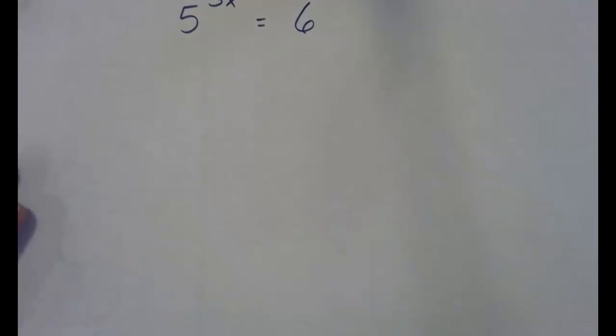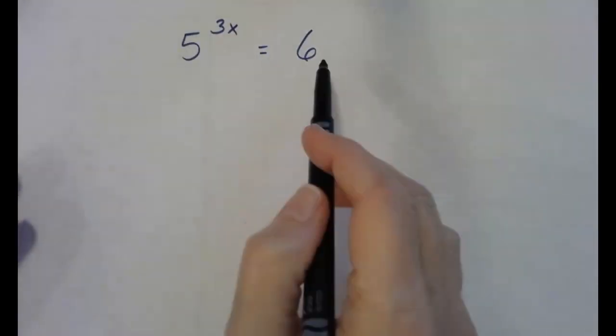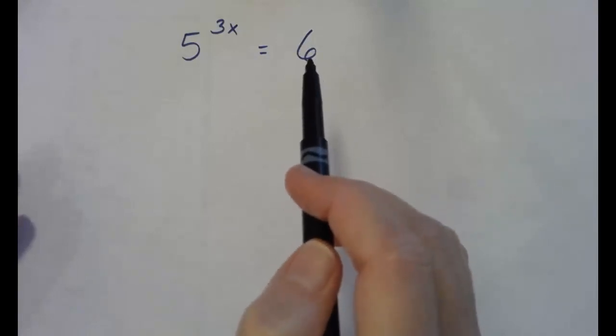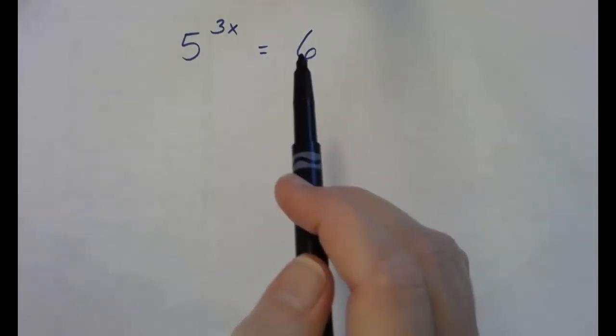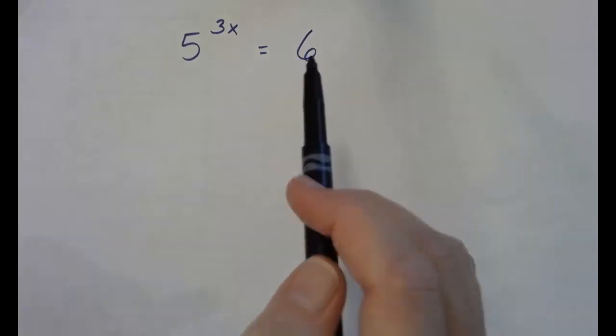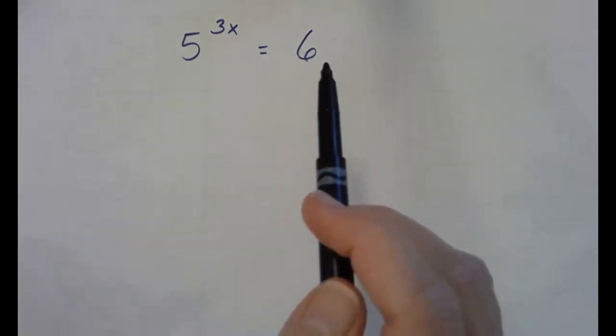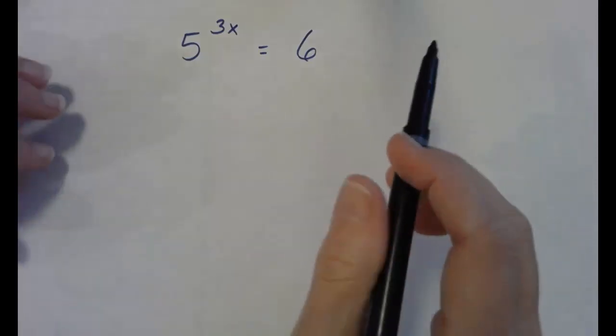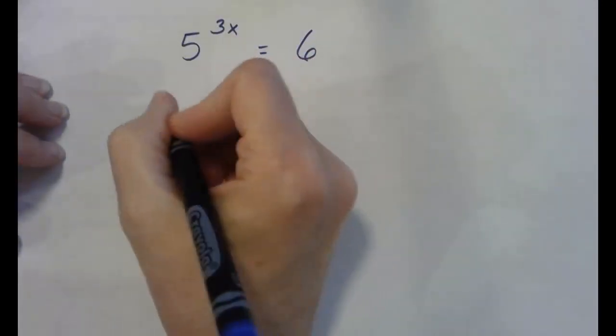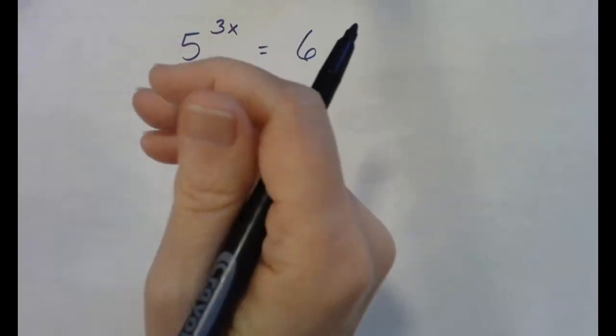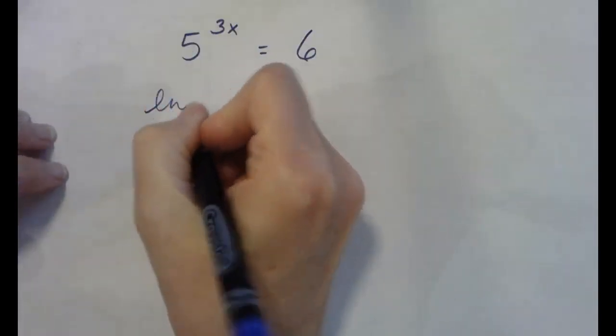Now the next problem, we can't use the one-to-one property because 5 and 6 do not have a relationship. If we're unable to use the one-to-one property, then we need to initiate a logarithmic function into this equation. And I'm going to go with the natural log. So we are going to introduce the natural log to both sides.